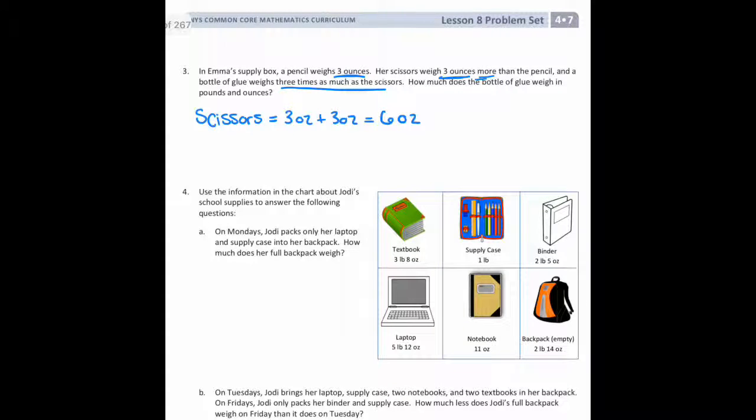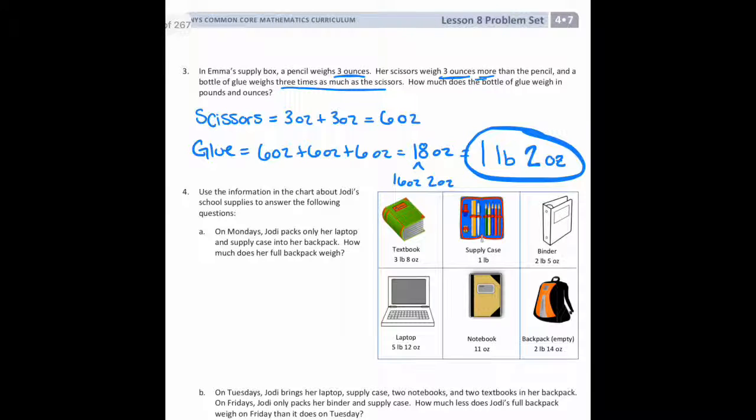The bottle of glue is 3 times as much. So I could say 6 ounces times 3, or I could say 6 ounces plus 6 ounces plus 6 ounces, which altogether give me 18 ounces. And it wants the answer in pounds and ounces. Well, 16 ounces is a pound, which will leave us with 2 leftover ounces. So altogether, the glue bottle weighs 1 pound and 2 ounces.